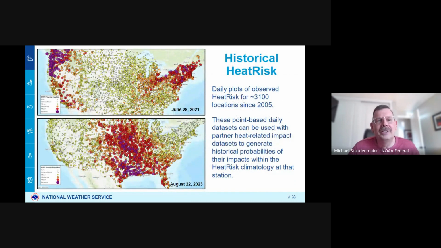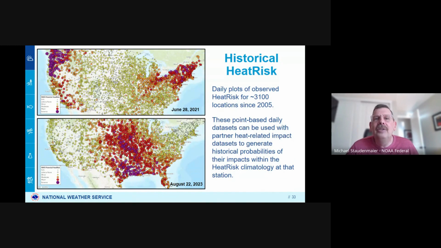Another cool feature on the historical heat risk page are these station-based daily plot maps that you see on the far left. You can pick any day since 2005 in the pull-down menu and see the observed point-based heat risk output plotted spatially. You can also add a layer of the WPC heat products that were issued on that date. This is another great way to explore past heat events.